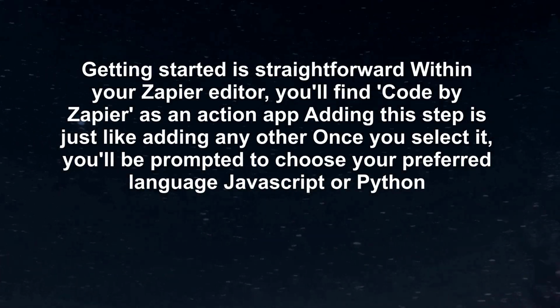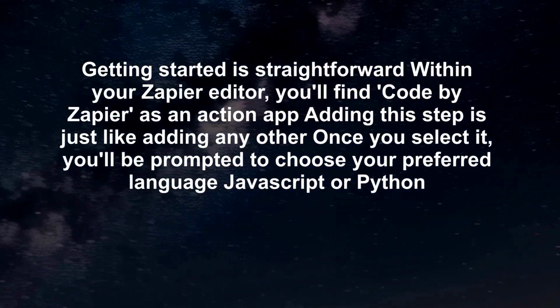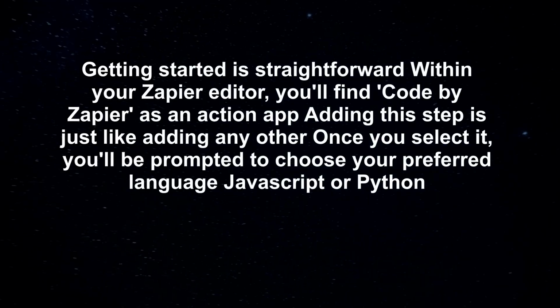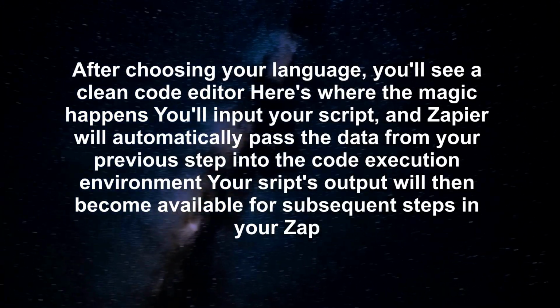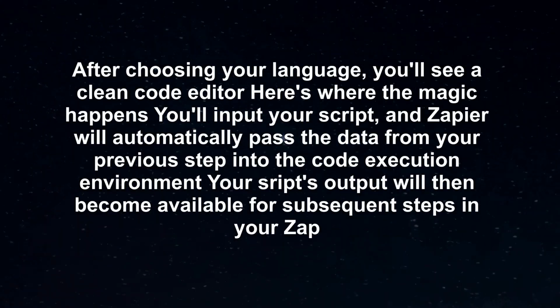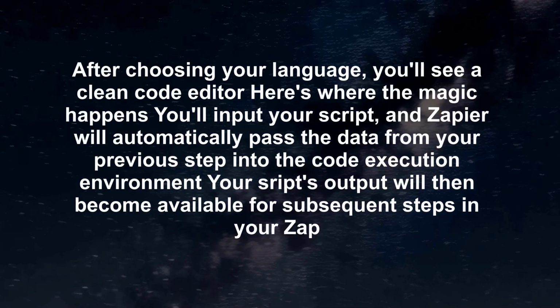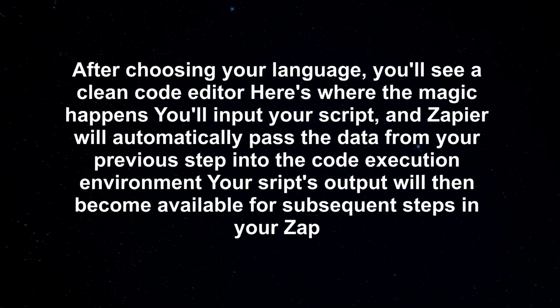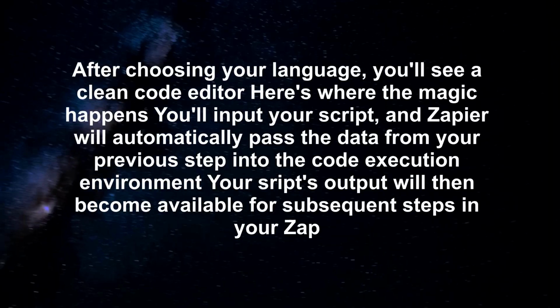You'll find Code by Zapier as an action app, adding this step is just like adding any other once you select it. You'll be prompted to choose your preferred language, JavaScript or Python. After choosing your language, you'll see a clean code editor. Here's where the magic happens. You'll input your script, and Zapier will automatically pass the data from your previous step into the code execution environment. Your script's output will then become available for subsequent steps in your Zap.